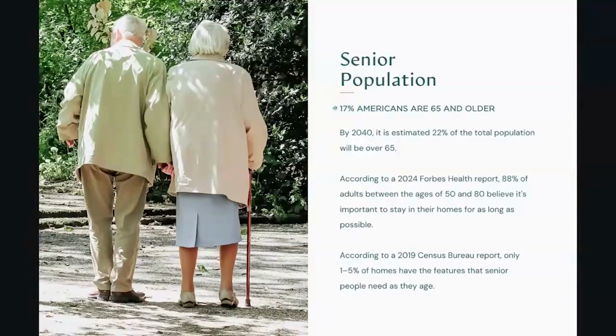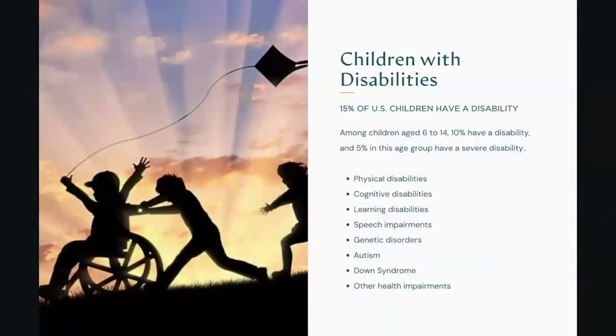Currently, we have 17% of Americans who are 65 and older and fall into that category, with that number only growing as time goes on. So we really have a huge disparity between the amount of housing and houses that we have versus the people that are needing those houses. And then, of course, children with disabilities.